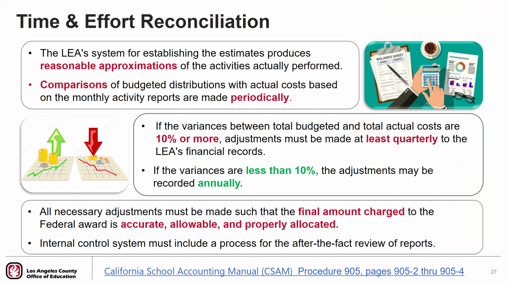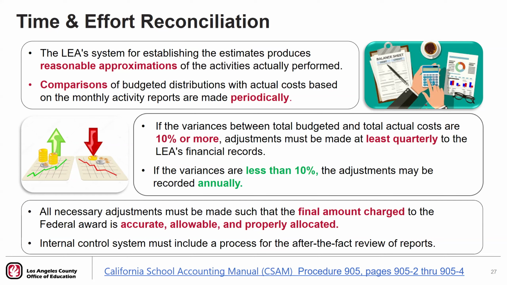First, the LEA's system for establishing the estimate produces reasonable approximations of the activities actually performed. The closer you get, the better. But make sure to make time periodically to compare budgeted distributions with actual costs based on the monthly activity report. A best practice is to do this at least quarterly.